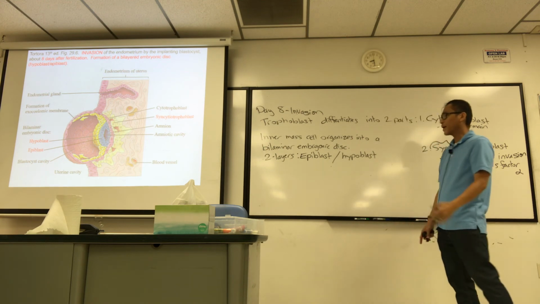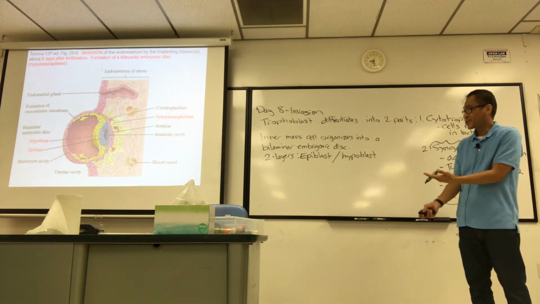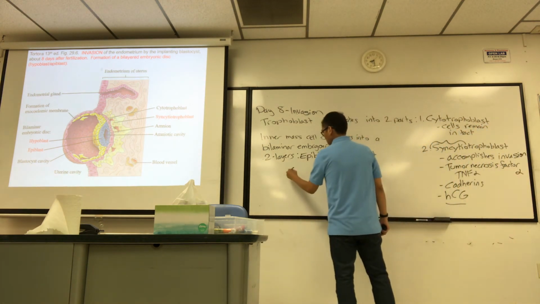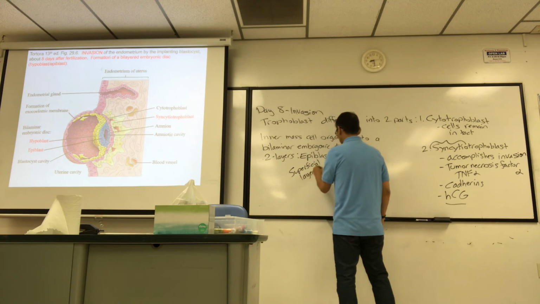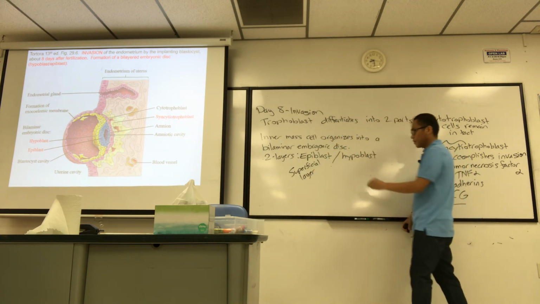Epi means overlying, it's the top layer. Some models, some books just call that the superficial layer. Also known as that. Then they call the hypoblast, hypo meaning underneath, the deep layer.